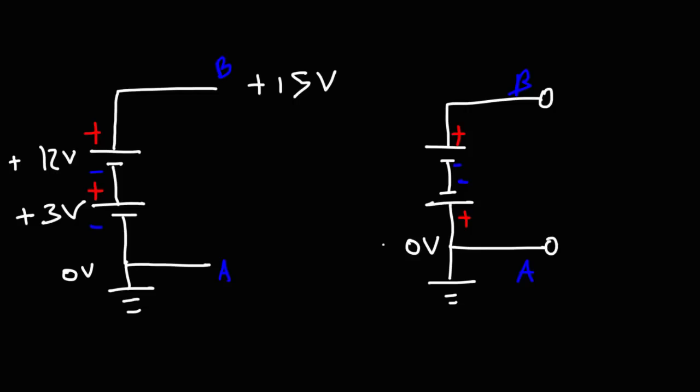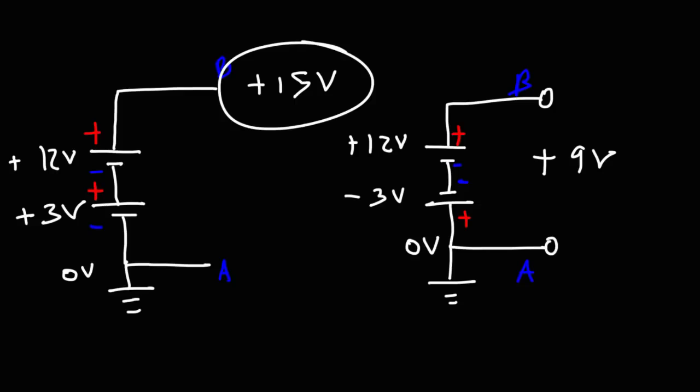Now going from point A to point B through the first battery, that is the 3-volt battery, notice that we're going from positive to negative. So that is not a voltage rise, that's a voltage drop. So that's a drop of 3 volts. Now going from the negative terminal of the second battery to the positive terminal of the second battery, that is a voltage rise. So thus the voltage across A and B will be 9 volts. So based on the way we connect the two batteries, we can increase the voltage or we can decrease the voltage.